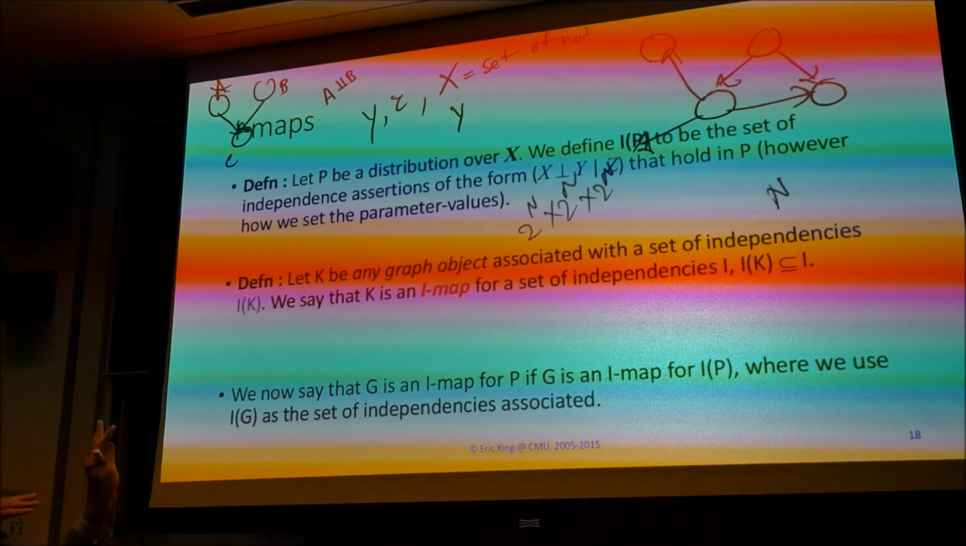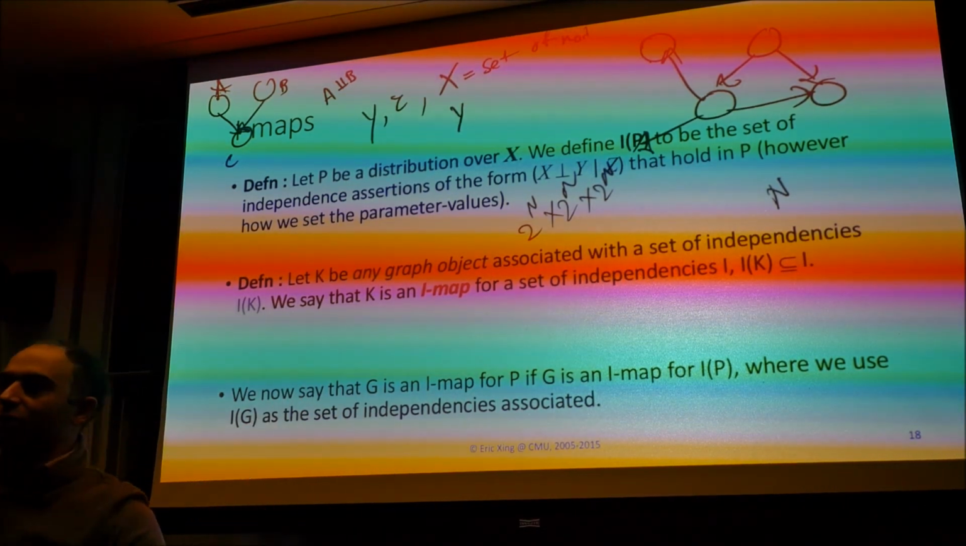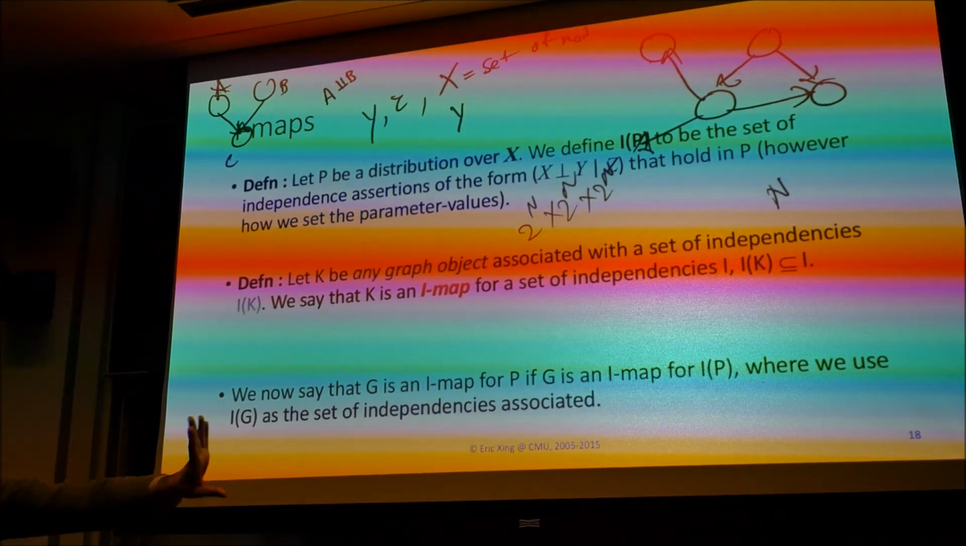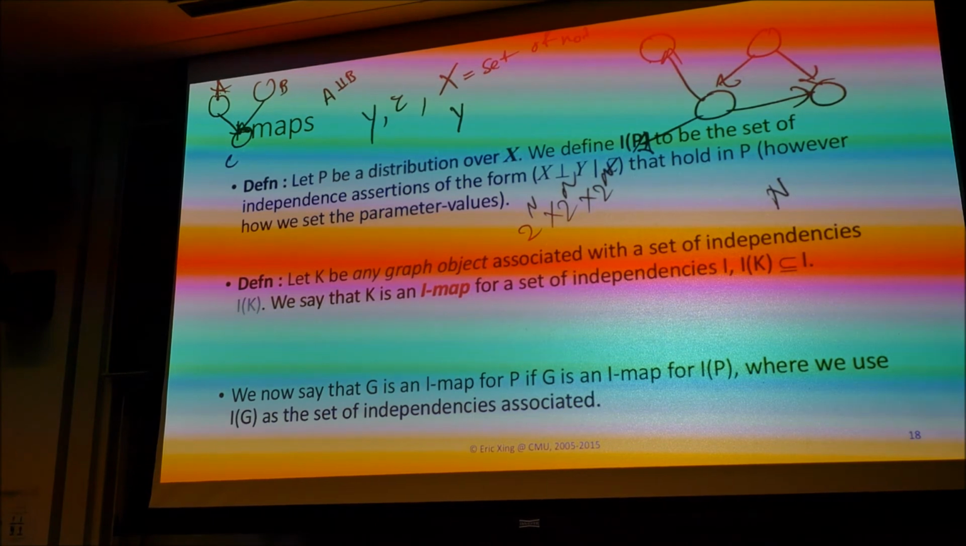Is it clear what Imap means? If I give you a probability distribution, you can randomly choose a set of random variables in that joint distribution, and it will give you the set of independences that are satisfied by the probability distribution or not. That's it. This is a little bit of a mouthful, but that's basically what it is. Is that clear? Should we move on?